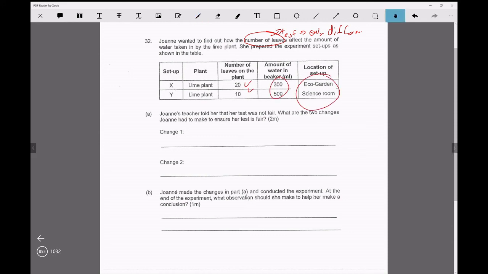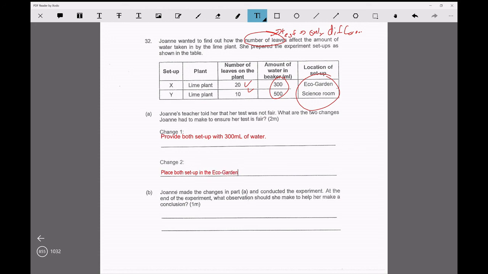So first, provide, maybe I write. Okay, give them both the same amount of water. Okay, that will be fair. Then the other one is about the location, right? So place them in a place where they can survive. So there must be light. So don't put it in a science room. Put it in the eco garden where you can get more light. So place both setups in the eco garden. So same location, same amount of water already. So it's a fair test.